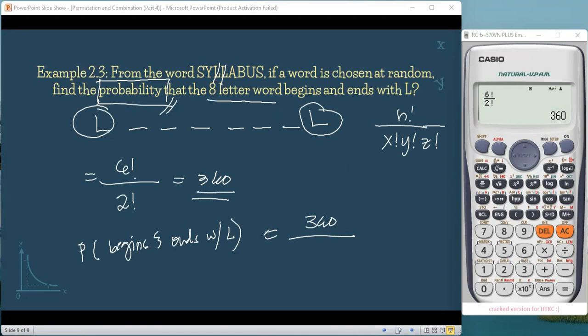So doon po sa example 2.1, ang nasolve po natin is 10,080. So that will give us 360 all over 10,080. So that will give us 1 over 28. So that is our probability. The probability po, my dear students, of getting an 8-letter word wherein the 8-letter word begins and ends with letter L is actually 1 over 28. So yun po yung ating probability.